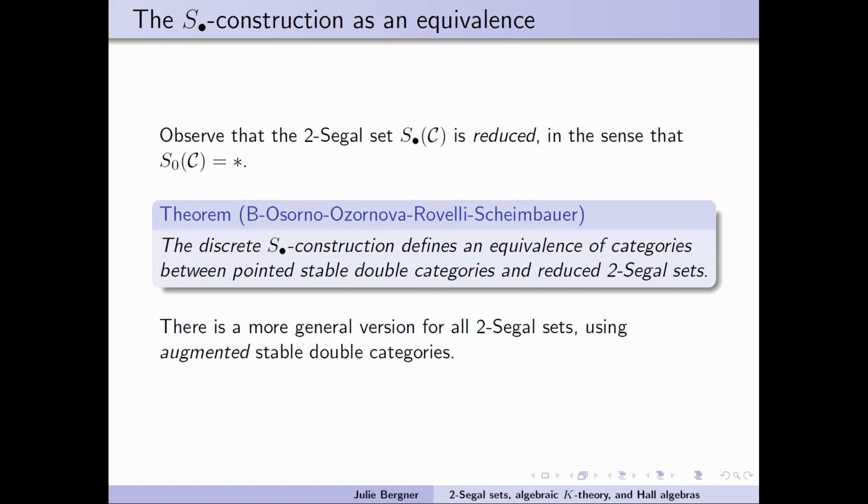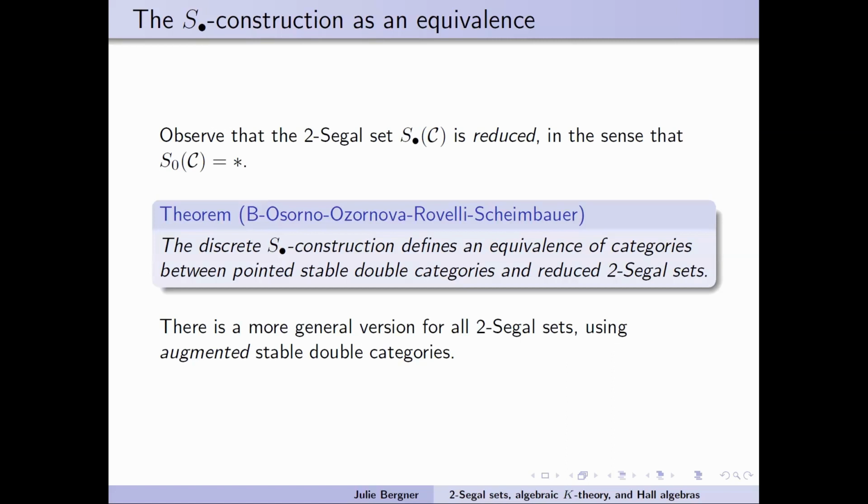So we're not going to get anything that doesn't satisfy this. But this result they proved with Angelica Osorno, Viktoriya Ozornova, Martina Rovelli, and Claudia Scheimbauer is that this discrete S-dot construction defines an equivalence of categories between pointed stable double categories, these things that I just described, and reduced 2-Segal sets. So in some sense, this is the maximum input. This is the most general thing that you can feed in, and you get something out that's 2-Segal in this discrete setting.